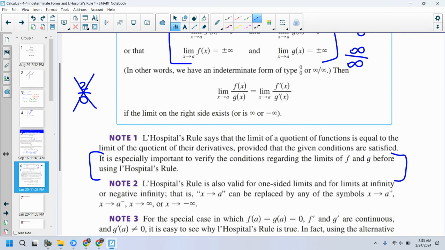L'Hopital's rule is also valid for one-sided limits. I could say a from the left or a from the right, and this whole thing still holds. It doesn't matter whether you use a one-sided limit or a two-sided limit; the same rules still apply. It is also valid for limits at infinity or negative infinity. I could make that a value like x goes to infinity or x goes to negative infinity. That all works the same way.